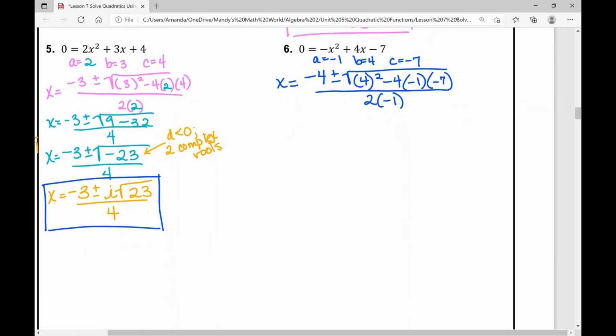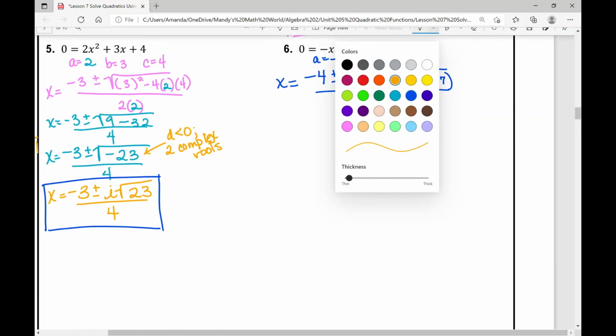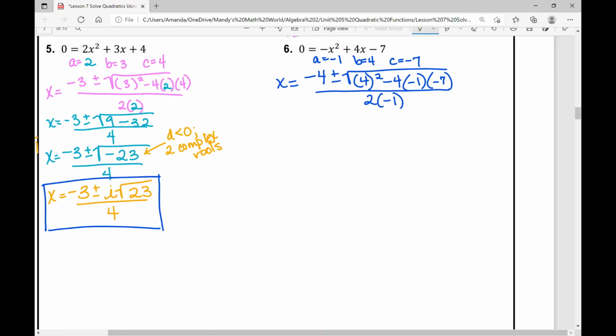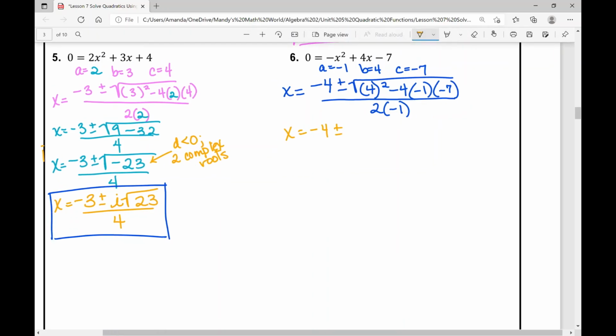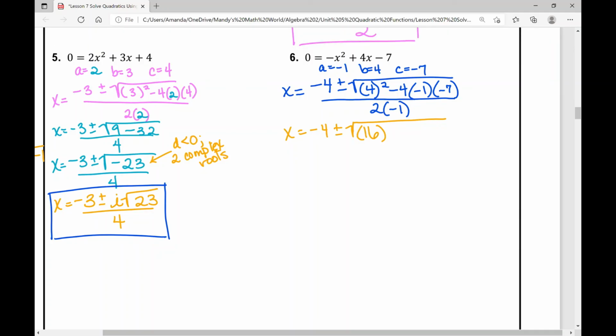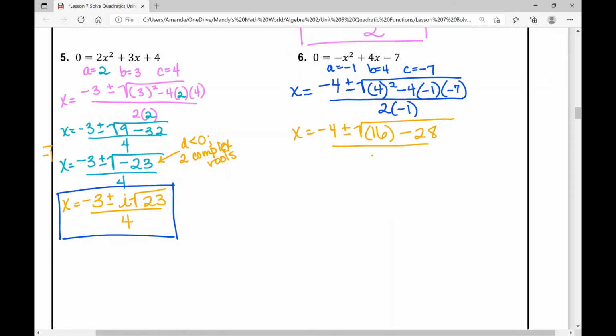Okay, so let's change colors here, and let's simplify what's underneath our radical. That's our discriminant. So x equals negative 4 plus or minus 4 squared, which is 16. And then negative 4 times negative 1 is positive 4. Positive 4 times negative 7 is negative 28. So minus 28 over negative 2.